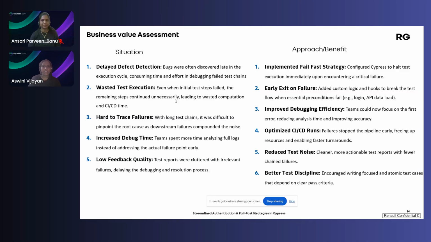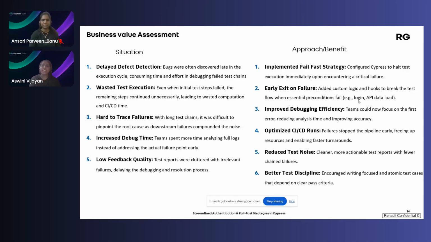To overcome this situation, we have implemented fail fast. After implementing it, our testing process became faster and more focused. We configured Cypress fail fast to stop the execution at the moment when critical scenarios fail. This ensures no time is wasted on invalid runs. We also implemented custom hooks for early exit. For example, if login steps or API data load fail, the flow will break immediately.